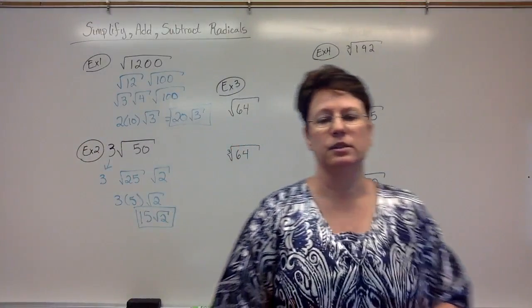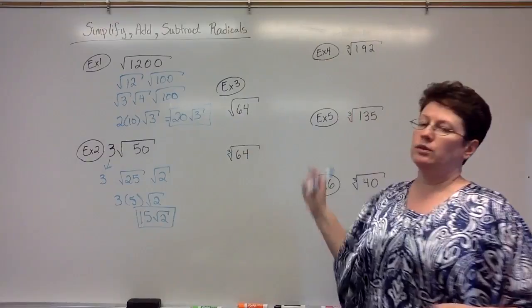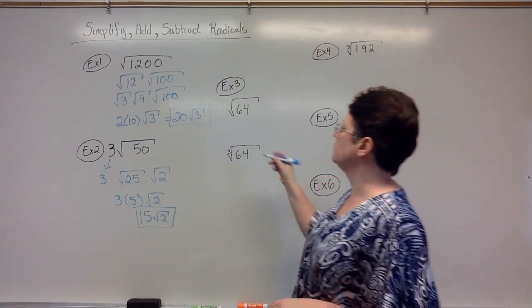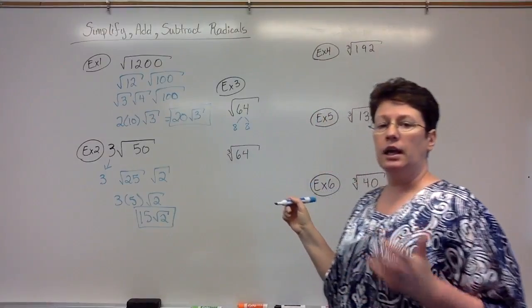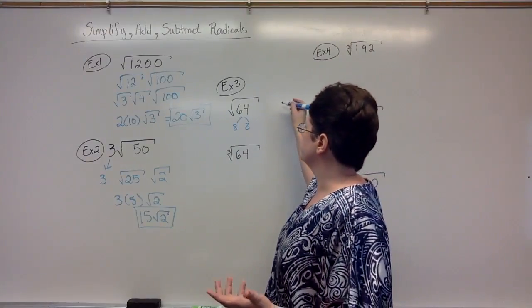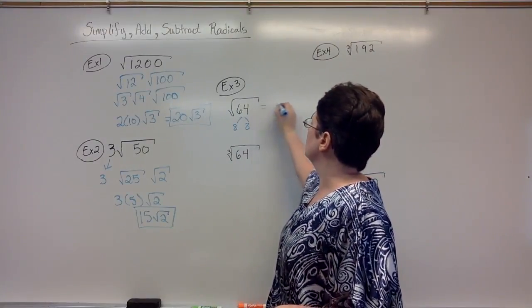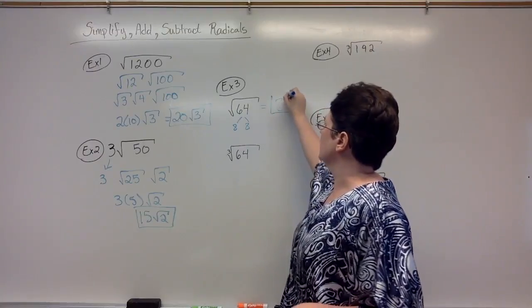Now let's do a comparison. The square root of 64. Well, if I did a factor tree, I'd know that that was 8 times 8, right? And 8 times 8 is 64. So the square root of 64 is just plain old 8.